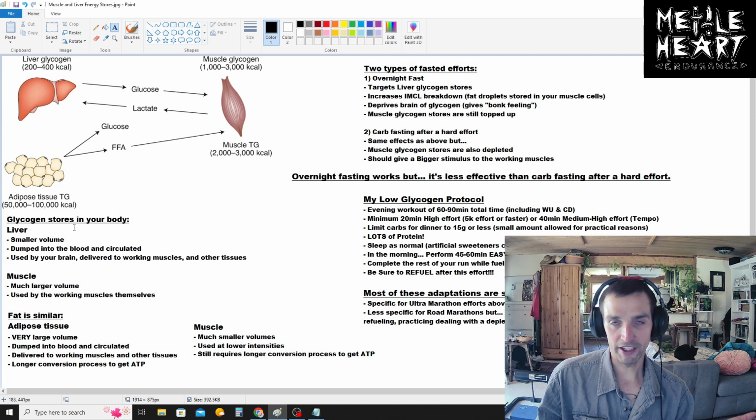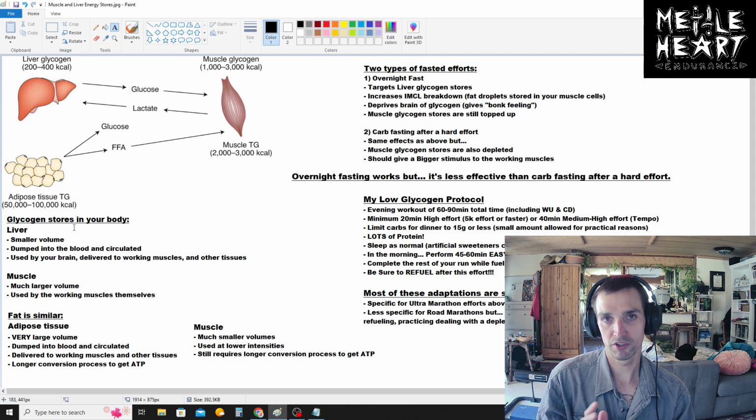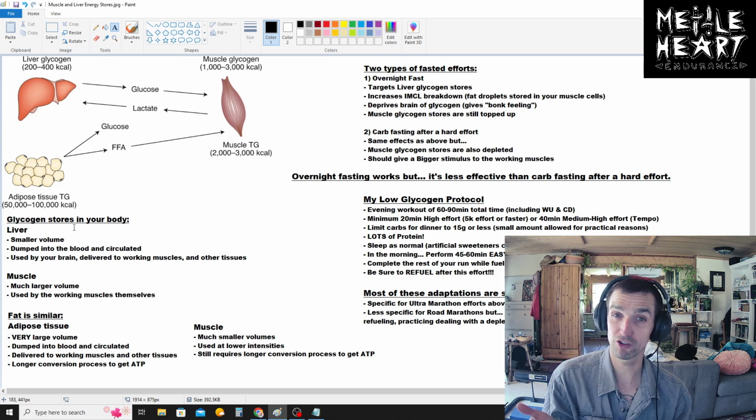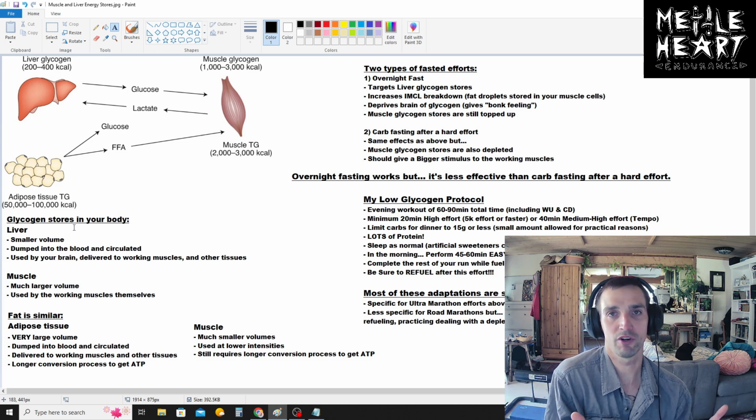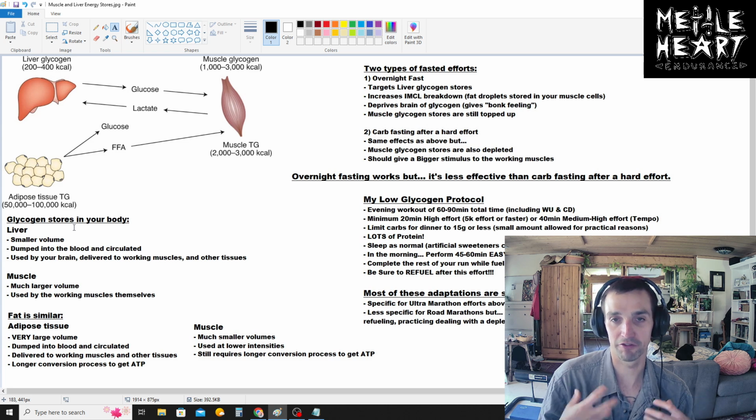Glycogen is really what we care about when we're talking about race nutrition. That's why when you eat gels, they're mainly carbs. You're not really eating much fat, because even a really lean distance runner will have enough fat to run for a very, very long distance. There's a lot of fat stores.